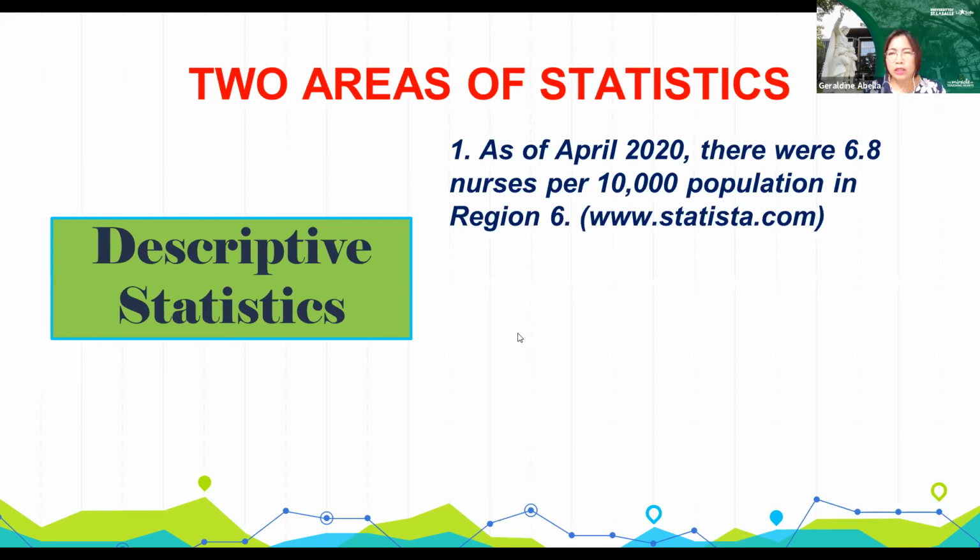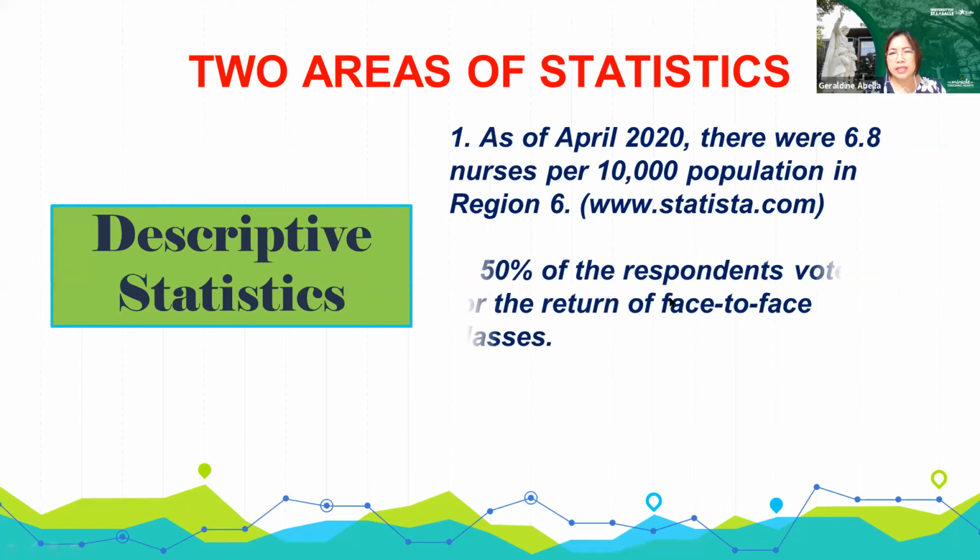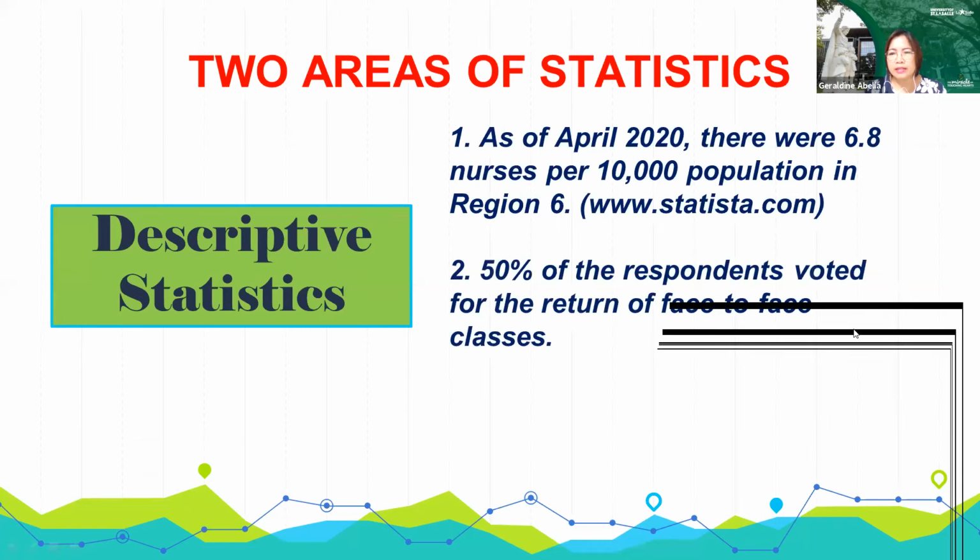As of April 2020, there were 6.8 nurses per 10,000 population in Region 6. So this is an example of descriptive statistics because this fact is only true in Region 6. You could not use this data in Region 7 or other regions in the Philippines. Another example of descriptive statistics is this: 50% of the respondents voted for the return of face-to-face classes. Now, this result is only true for a group of participants or respondents who participated in the survey.